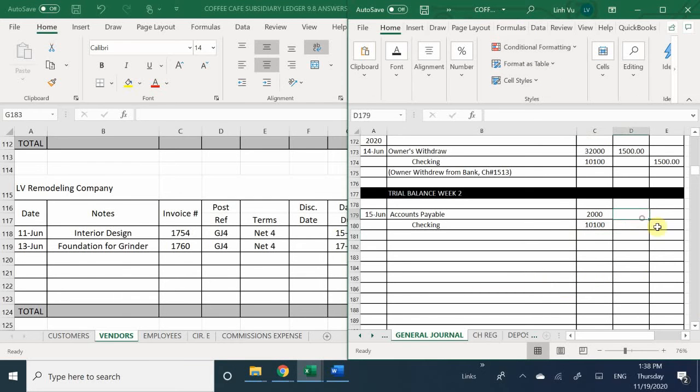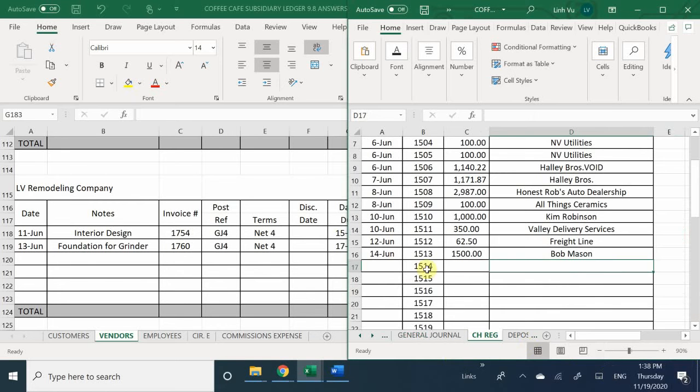Okay. But then I'm going to go to the check register, because like you said, we have to change that check number. So put in the 15th, and let's check 1514 for $1,890.